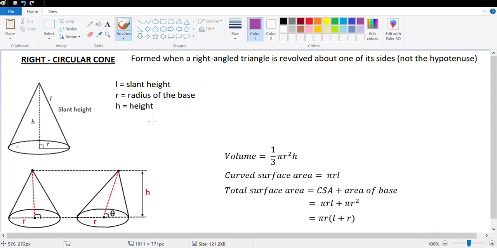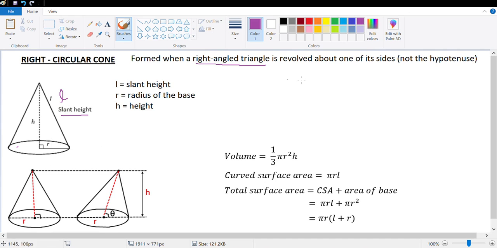This is basically formed when you take a right angle triangle and revolve it around one of its sides. You can revolve it either around the height or the base, not around the hypotenuse. In a right circular cone, the hypotenuse of this triangle is known as the slant height, L, the height is h, and the base, which is the radius, is r. Since there is a right angle triangle, we can apply the Pythagoras theorem. If h and r are given, we can calculate L, or the other way around.